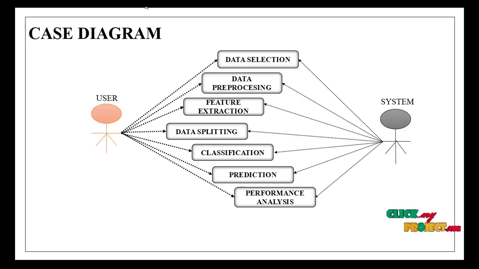This is the use case diagram. From the user, we first select the data, upload the data, and pre-process the data by checking for null values, and then resizing and denoising. And then in feature extraction, split the data into train and test. In classification, apply algorithms. In prediction, 4 classes, performance, accuracy, loss, and confusion matrix.